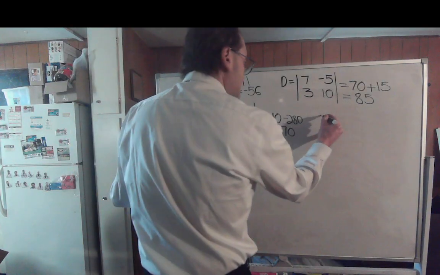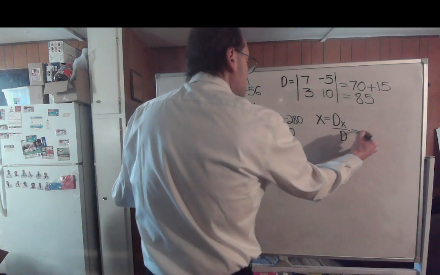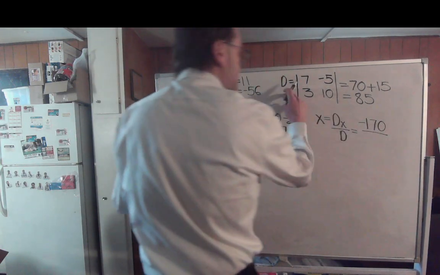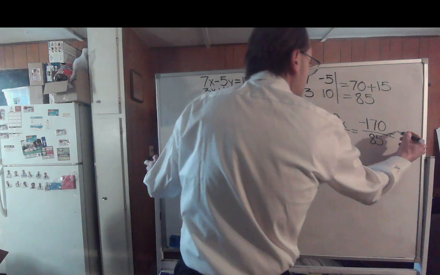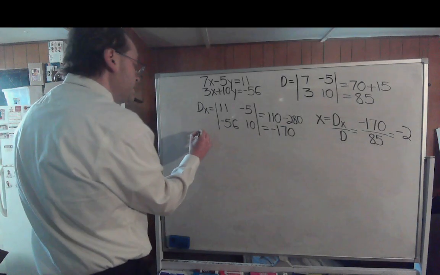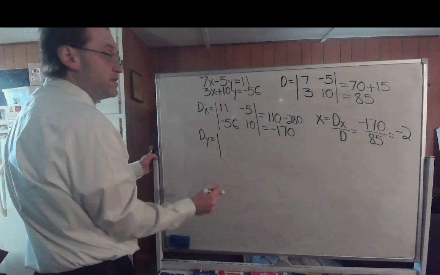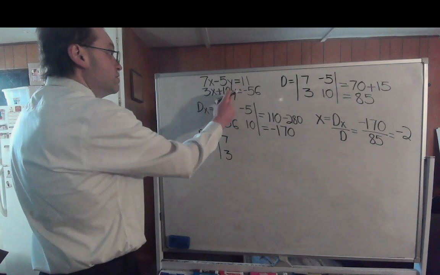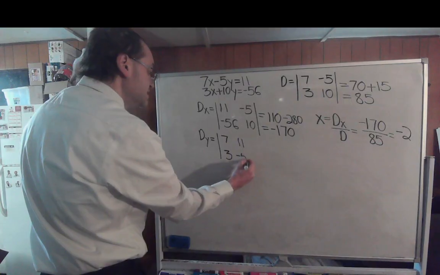And then just to find x, we'll take that dx and divide it by our d. So dx was negative 170, divided by our d value of 85, giving you an x value of negative 2. So x equals negative 2. Now let's find our y. So let's take d sub y. Well, this time we're trying to find y, so leave your x coefficients alone in that determinant. But your y coefficients, you're going to replace the first y with 11, the second y with negative 56.